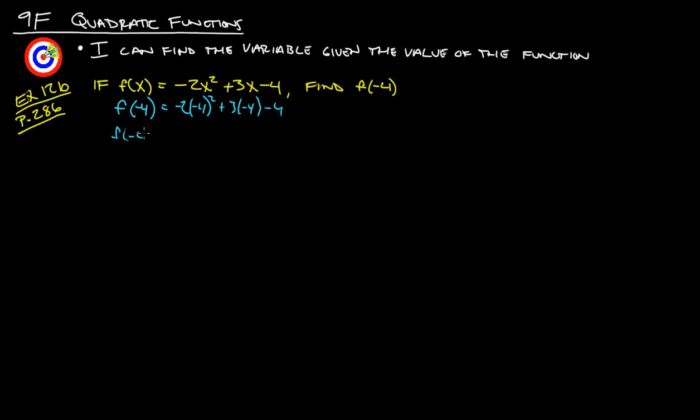So f of negative 4 is going to equal negative 4 squared is 16, times negative 2 is negative 32, minus 12, minus 4. So then f of negative 4: 32, 42, 43, 44, is negative 48. Alright? Okay, next example.